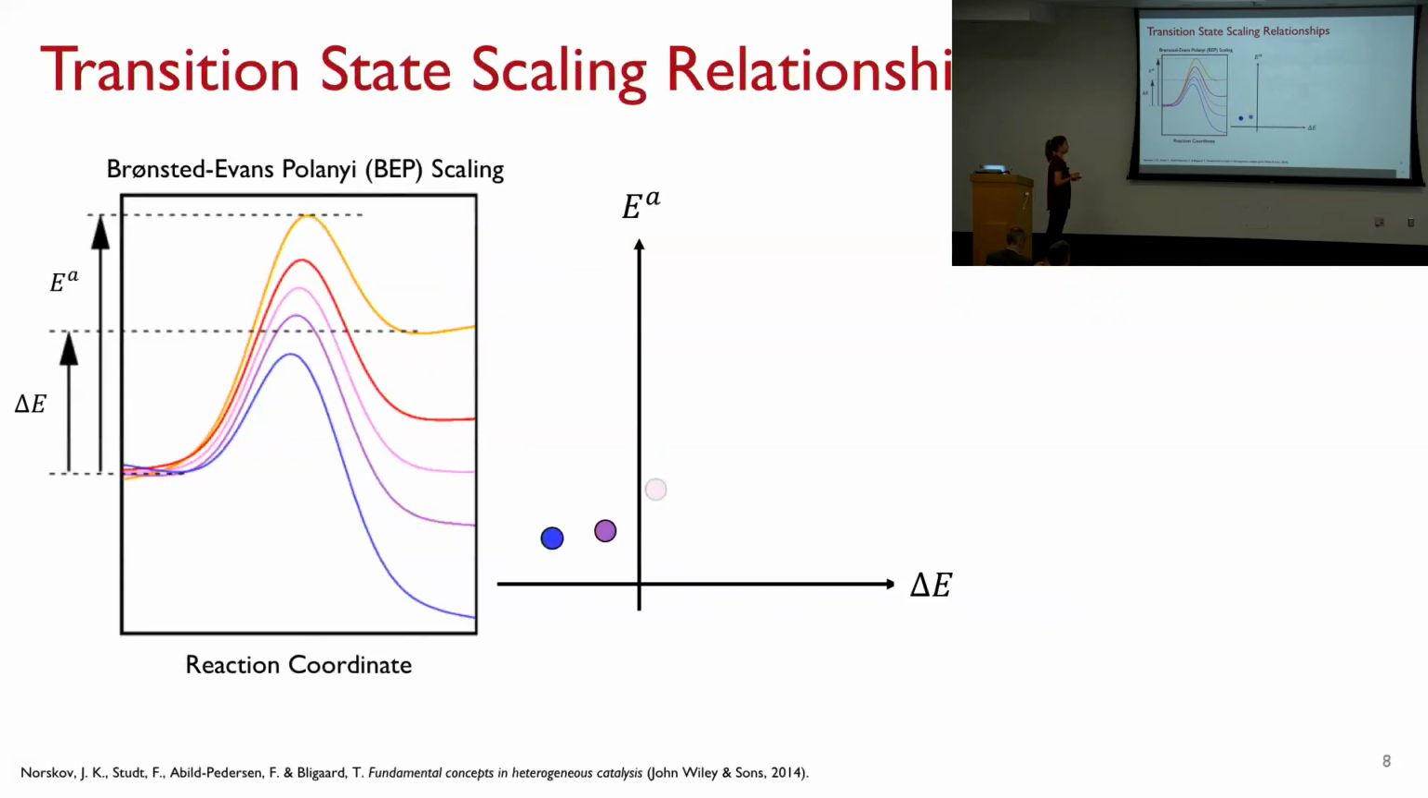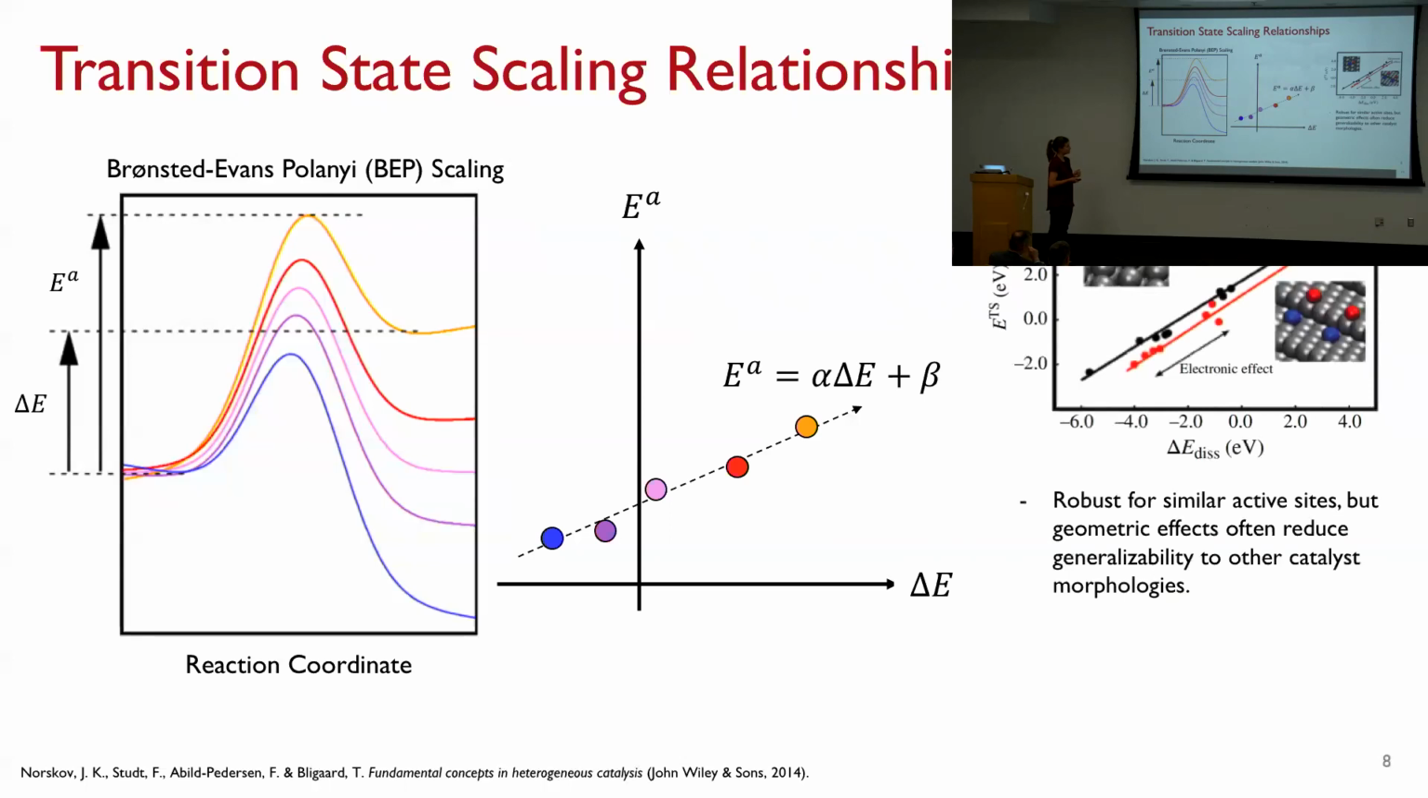This can be more easily visualized if we plot the delta E versus the activation energy. And we see that we have a relatively linear scaling relationship, or linear correlation between these data points. So this is really nice because it means that we can estimate our activation energy without doing these expensive NEB calculations, as a function of two local energy ground states. These transition state scaling relationships have found many uses and been very useful throughout the literature.